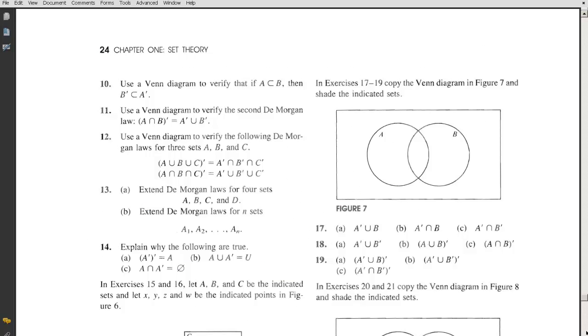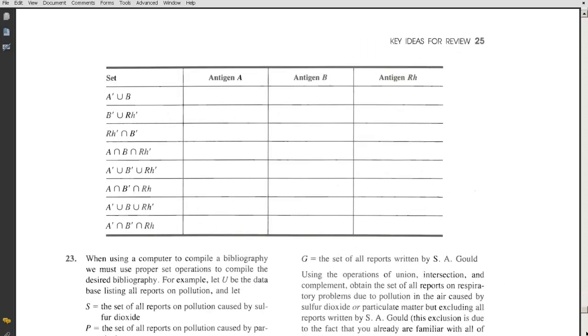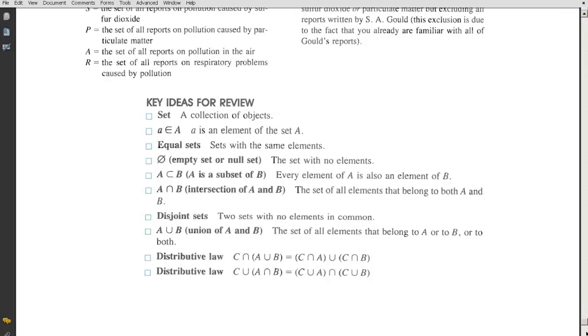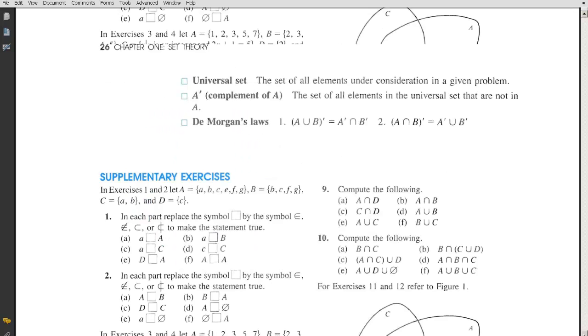Here's some more exercises. And that's all for sets.